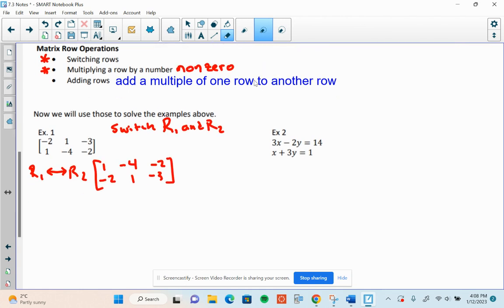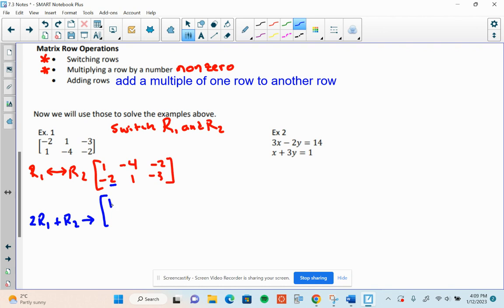Now I'm going to add a multiple of row 1 to row 2 to get a 0 where this negative 2 is. See where that negative 2 is? I need a 0 there. So I'm going to do 2 times row 1, because that would be 2 times 1, which is 2, and 2 plus negative 2 is 0. So we're going to do 2 times row 1, add that to row 2, and put that in as my new row 2.